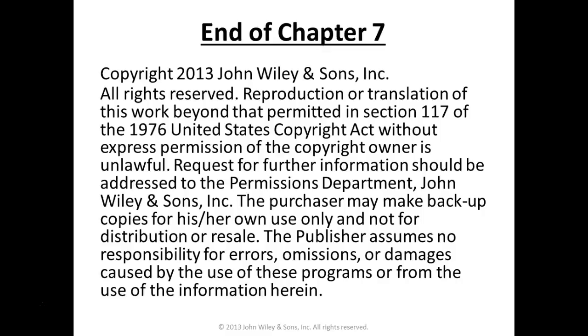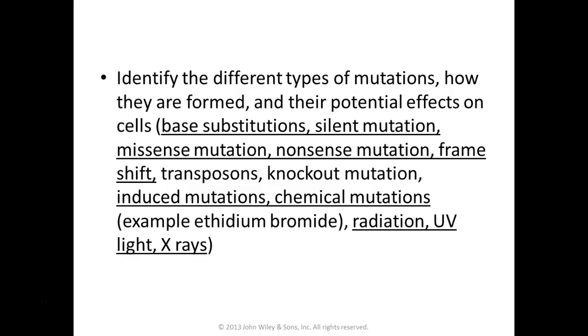All right, so that's pretty much the end of Chapter 7. Originally, when I had posted this, I accidentally highlighted transposons. Those are in the next chapter. So we've gone over these, but transposons and knockout mutation are going to be in Chapter 9. Remember, as we talk about each one of these types, we need to know how they form and their potential effects on a cell.